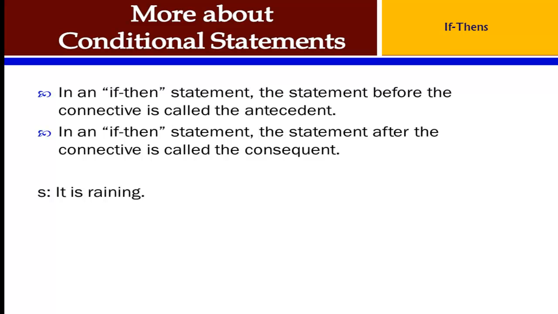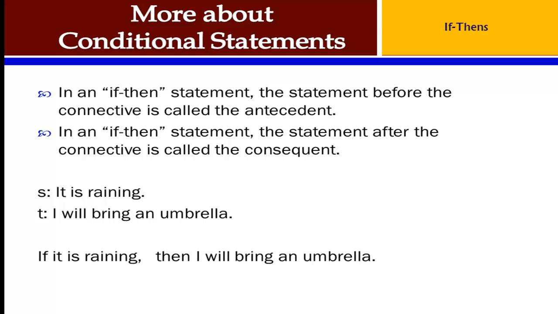So we have a simple statement S, it is raining, and a simple statement T, I will bring an umbrella. We can have the conditional statement, if it is raining, then I will bring an umbrella. The antecedent is the first simple statement, it is raining. The consequent is the second simple statement, I will bring an umbrella. And this is a conditional statement because of the if-then that we see here. If it is raining, then I will bring an umbrella. And in symbol form, we write S, right arrow T, and this means if S, then T.